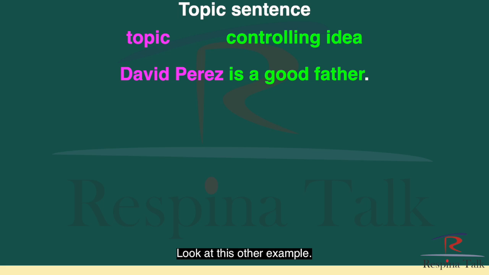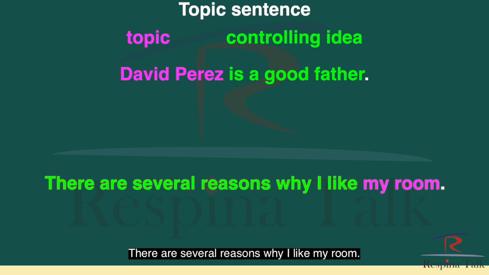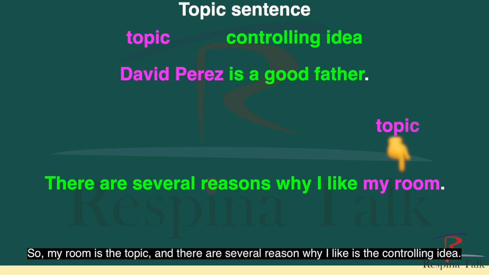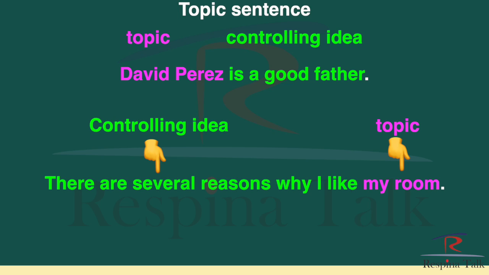Look at this other example. There are several reasons why I like my room. Now, what are we talking about here? Are we talking about reasons or are we talking about my room? Right, we're talking about my room. So my room is the topic, and there are several reasons why I like is the controlling idea.